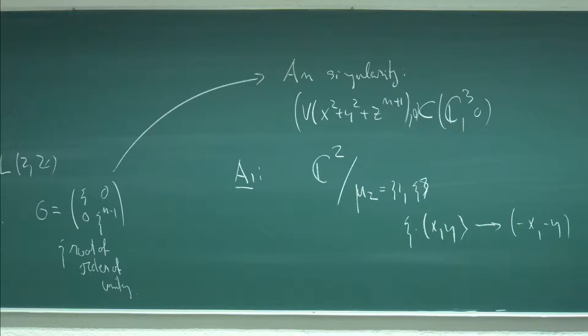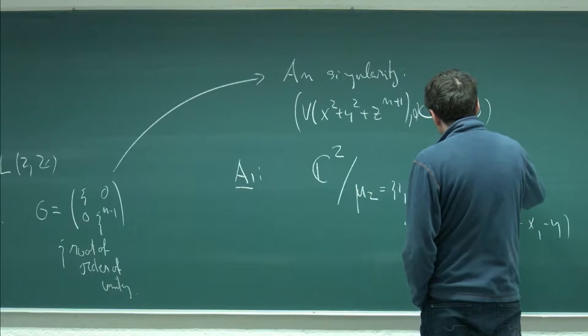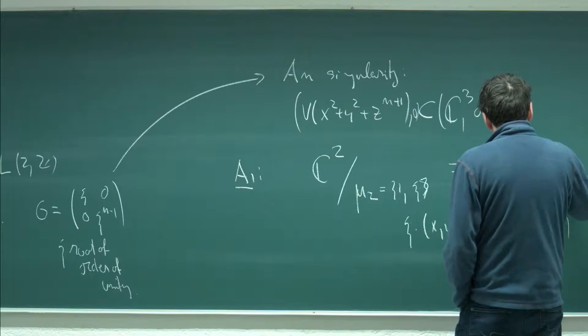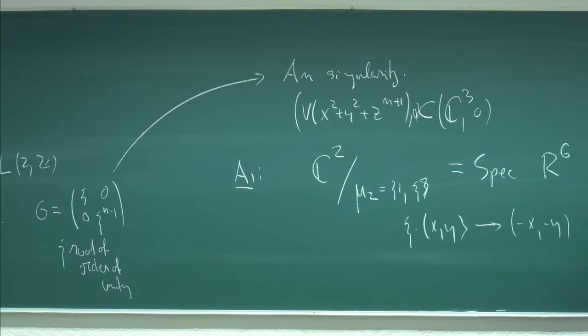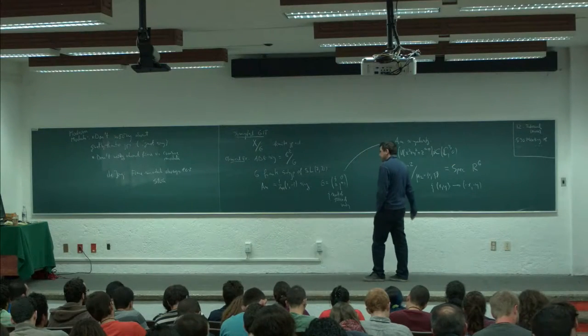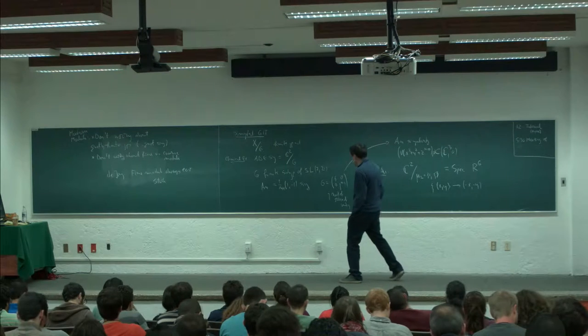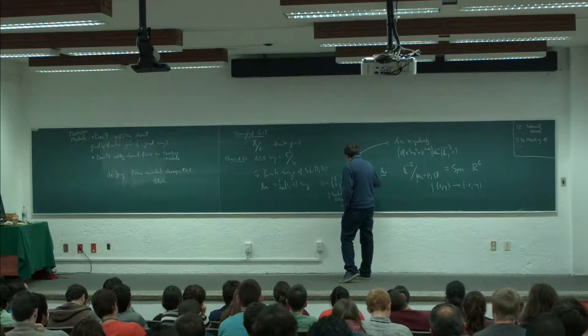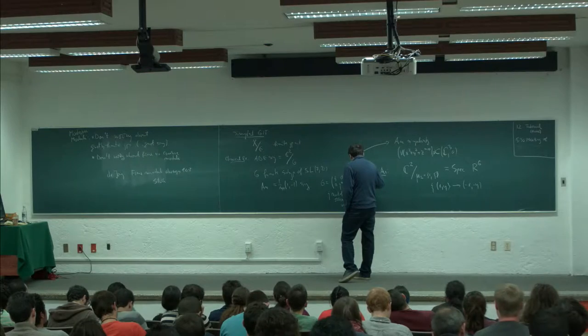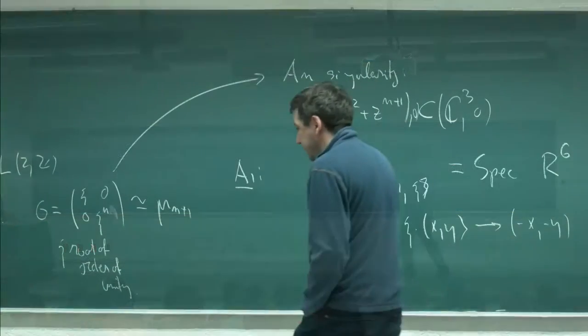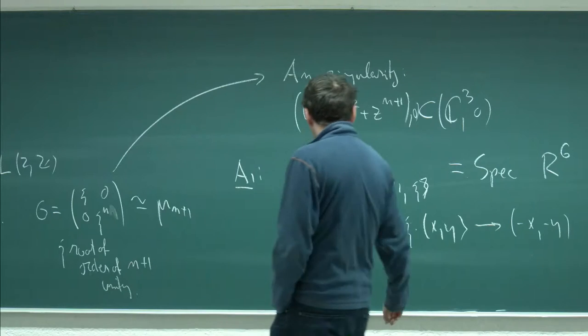So what did we learn from GIT? This is nothing but the spectrum of the ring of invariants, R^G. For A1, this would be 2. Yes, you are right, it's n plus 1. And for A1, it would be mu_2, isomorphic with mu_(n+1), the group of order n plus 1.